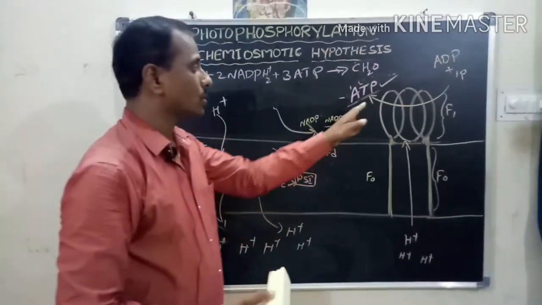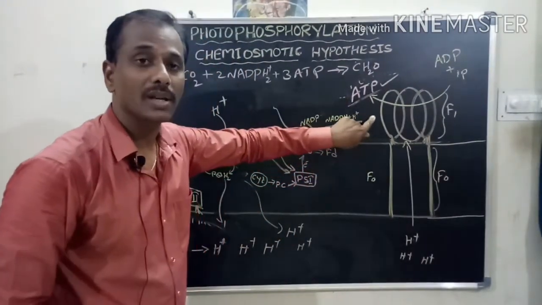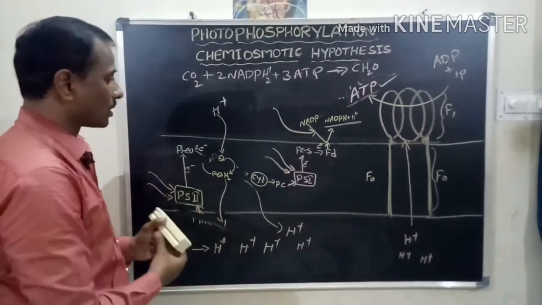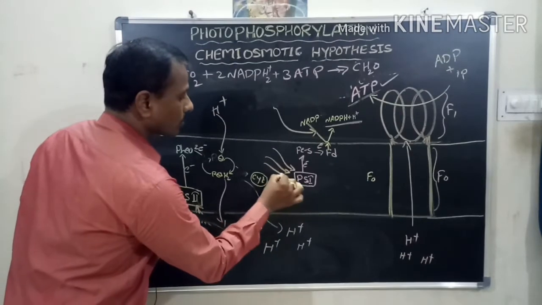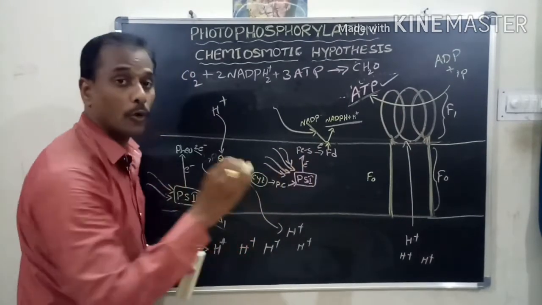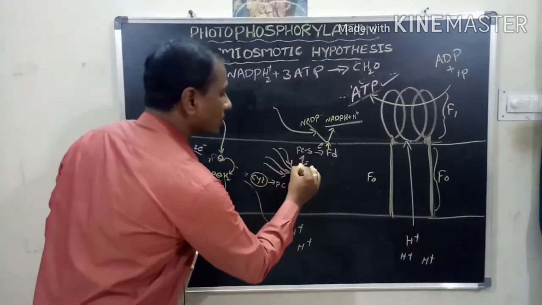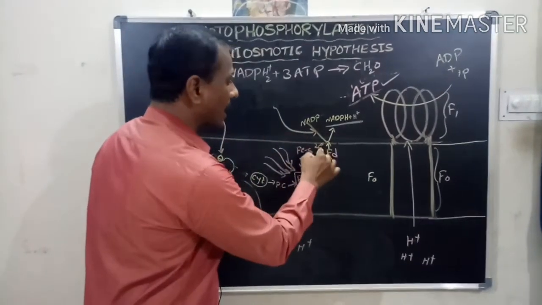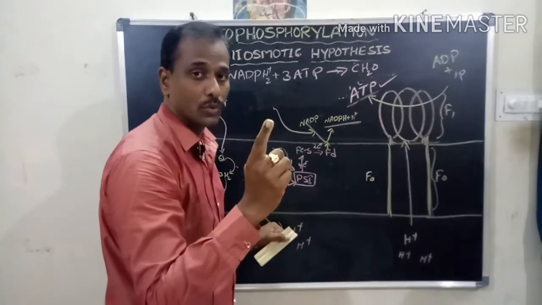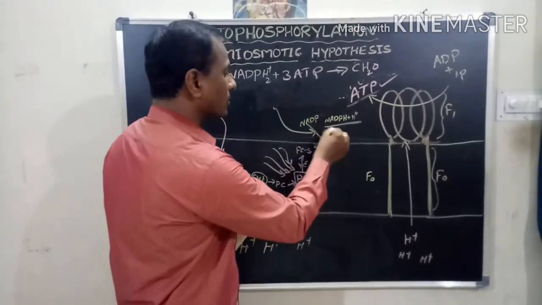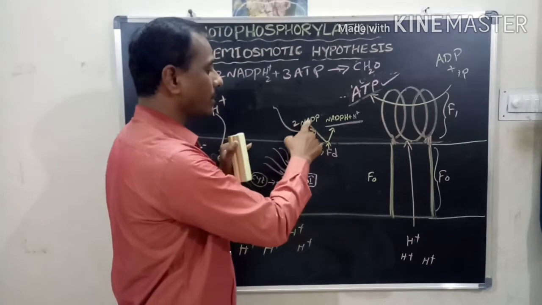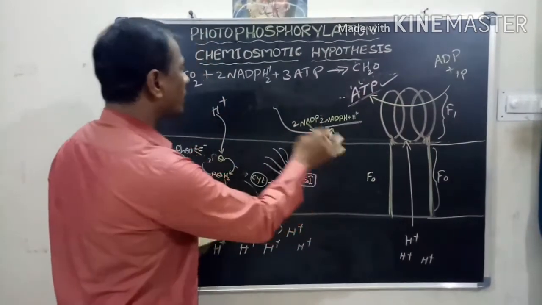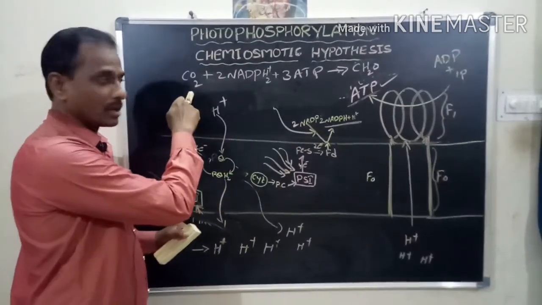Okay. So here, how many ATPs are synthesized by this process? When PS2 receives 4 photons, it releases 4 electrons. 2 electrons give 1 NADPH2. 4 electrons give 2 molecules of NADP reduced into 2 molecules of NADPH2. This is enough for the fixation of carbon dioxide.